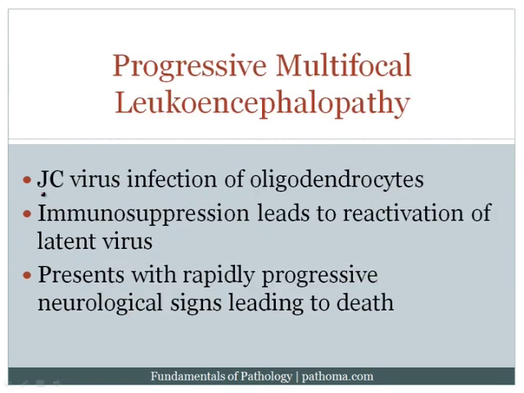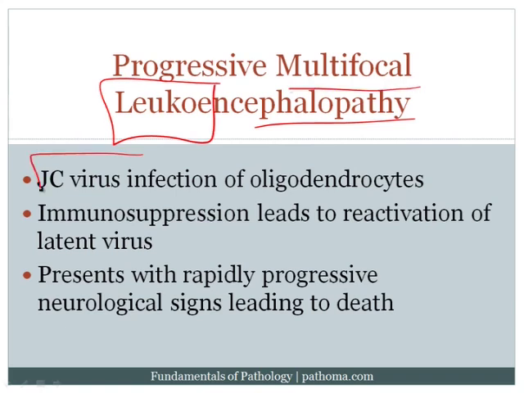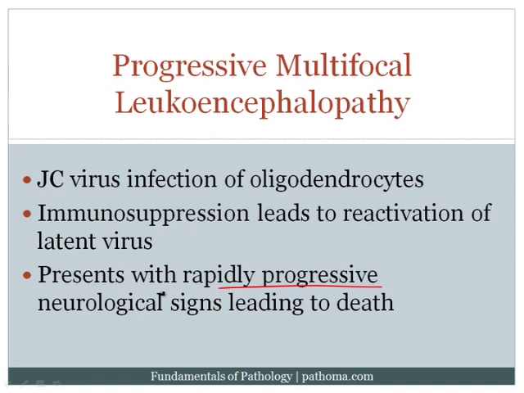Progressive multifocal leukoencephalopathy is an encephalopathy that involves the white matter at multiple foci, and it's due to JC virus infection of oligodendrocytes. Very high yield to note that it's JC virus infection. Now, the patient actually has a latent JC virus infection, but it's immunosuppression that leads to reactivation of the virus. So, for example, AIDS can lead to reactivation of the virus. Patients with leukemia who may be immunosuppressed, for example, can get reactivation of the virus as well. This presents with rapidly progressive neurologic signs that eventually lead to death.